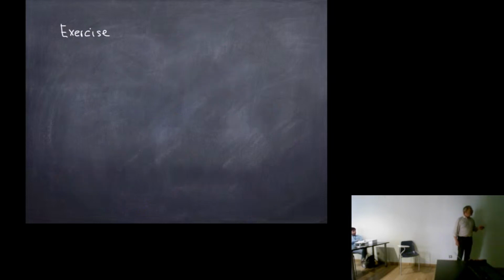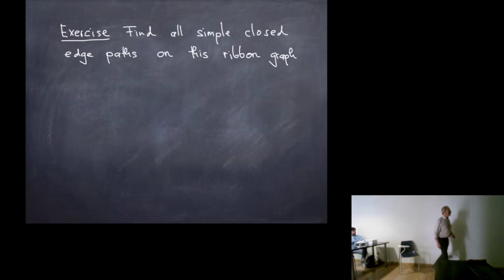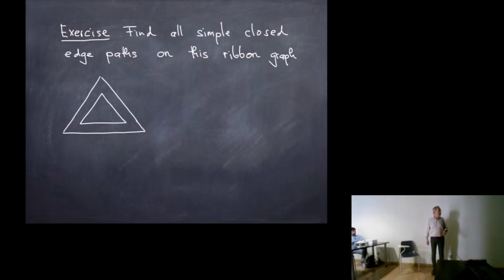And here is an exercise. Don't be nervous, it's not very difficult. The exercise is: find all the simple closed edge paths on the following example. Here is the example. Here are the vertices. This is paper, and this is a hole, and this is also the blackboard. So, how many closed paths, simple ones, can you draw there?